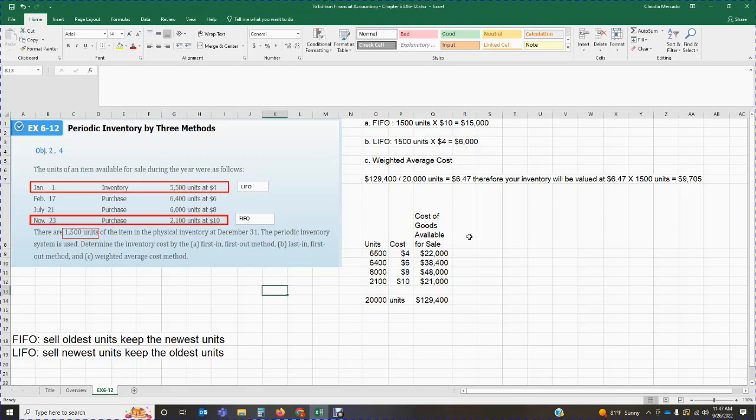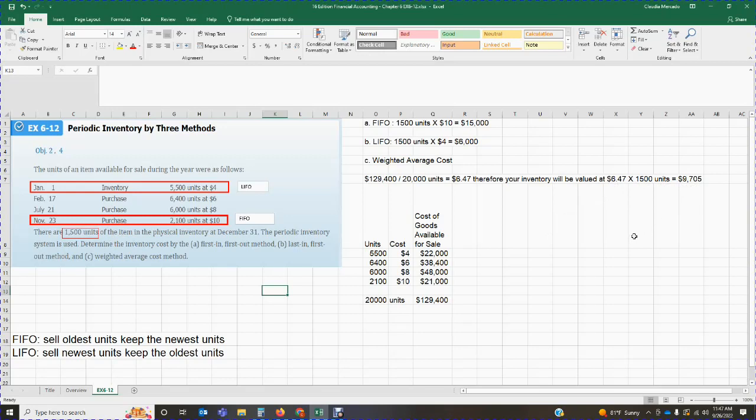And then the weighted average cost is basically an average of all of the purchases that you made and their corresponding cost. You get the total units, which is 20,000 units, and the total cost, which is $129,400. You divide it and you get the unit cost of $6.47 per unit. Once you have the weighted average unit cost of $6.47, you can multiply that by the ending inventory. In this case, your ending inventory is 1,500 units. So $6.47 times 1,500 units will give you an inventory value of $9,705.